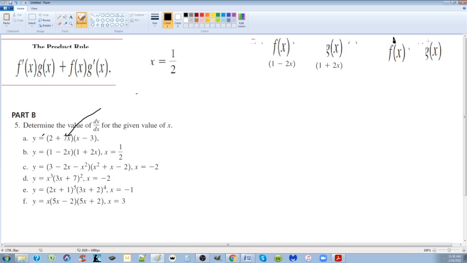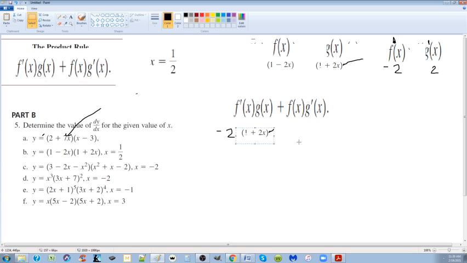Prime, prime. So what's the derivative of this? You just got to focus on that. It's minus 2. What's the derivative of this? 2. Look how easy that is. Now you just take your product rule again, you put it down, and replace it with everything you know. Yeah, so I'll go in the right order. Minus 2 times g of x plus f of x times the derivative of g of x.